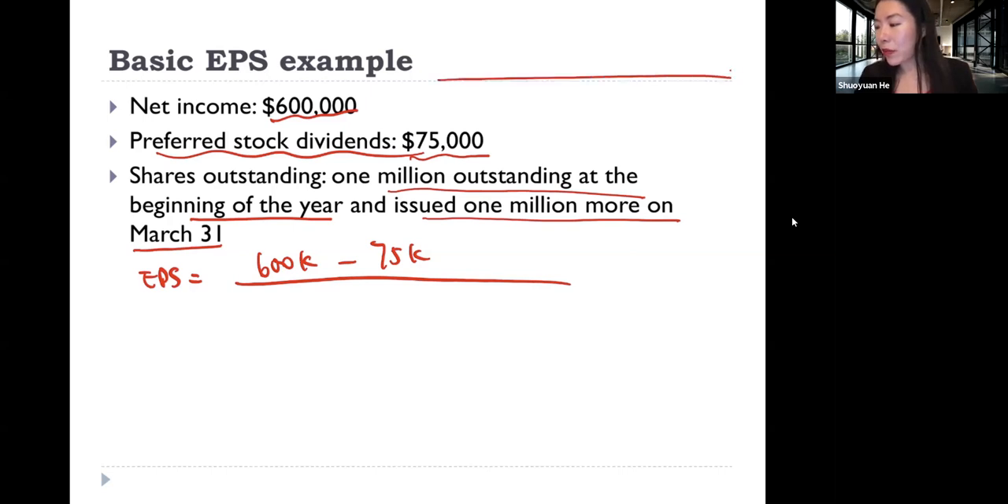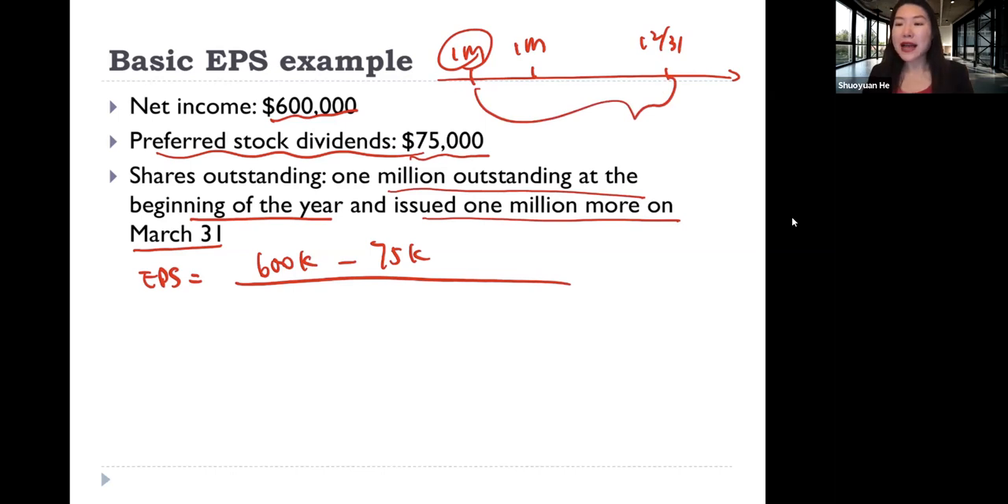So what do we mean by weighted average number of shares outstanding? The firm has 1 million outstanding at the beginning of the year and issued 1 million more on March 31st. How do we weigh it? So now we're at December 31st. We weigh it by the time it is outstanding. So for the first 1 million, which we have at the beginning of the year, it is outstanding for 12 months out of 12 months. So that's 1 million multiplied by 12 over 12. It is outstanding for the whole year.